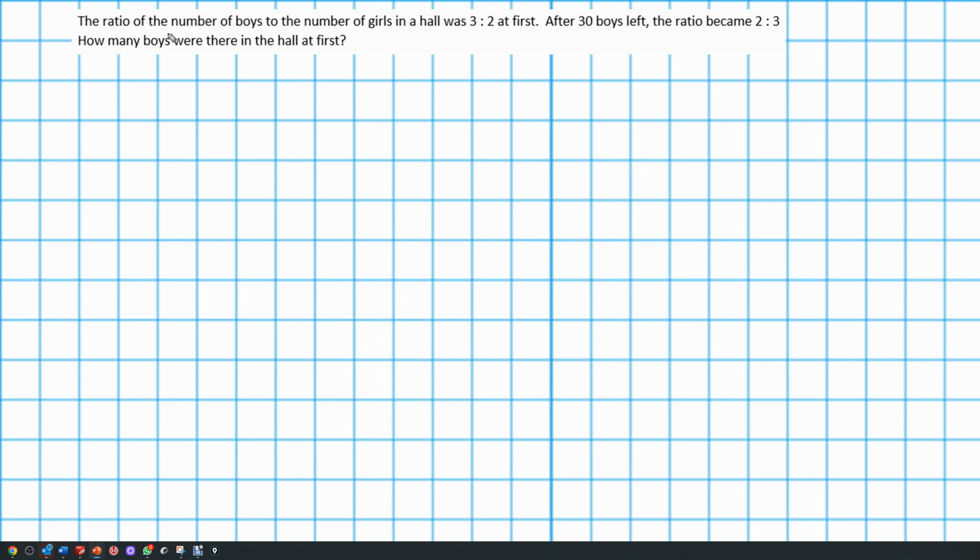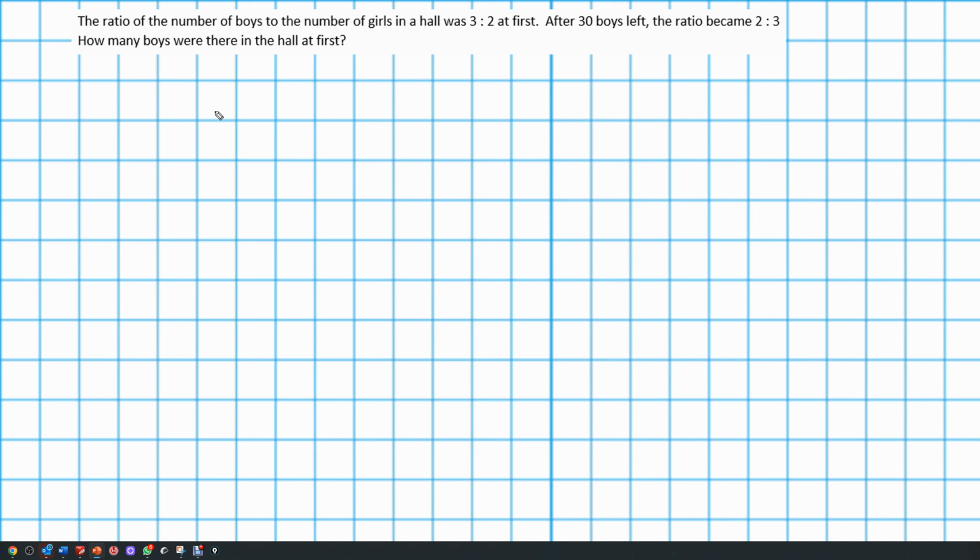Okay, the ratio of the number of boys to the number of girls in a hall was 3 to 2 at first. After 30 boys left, the ratio became 2 to 3. And we are asked how many boys were there in the hall at first.